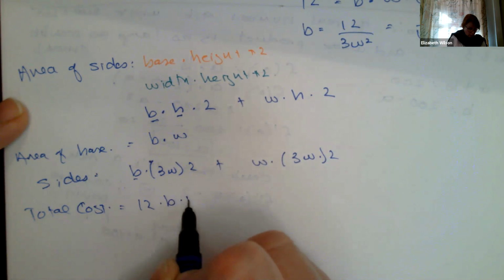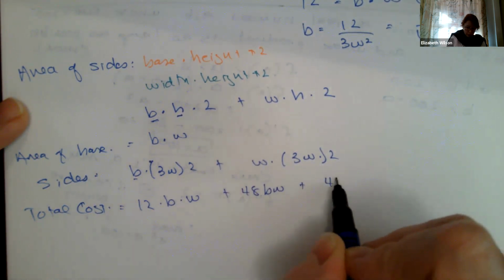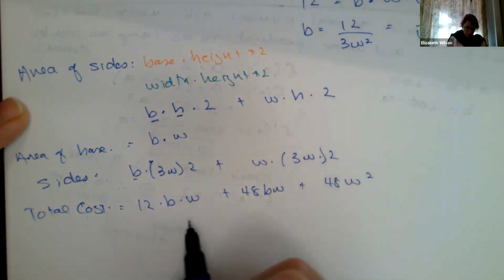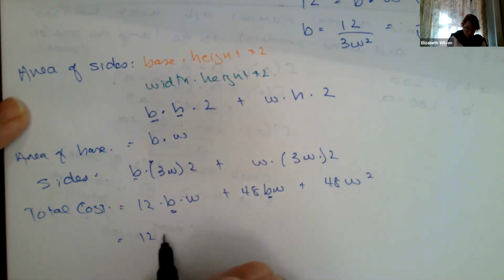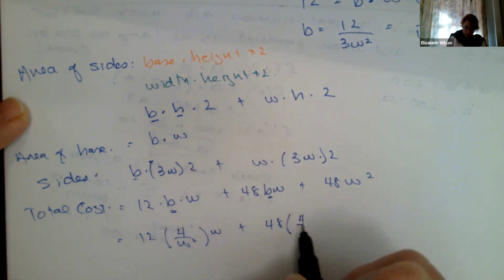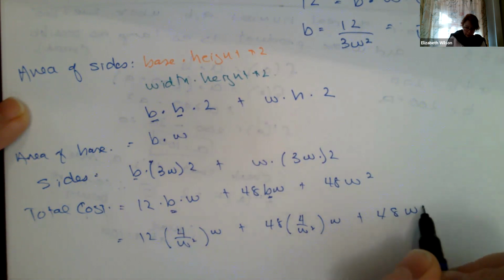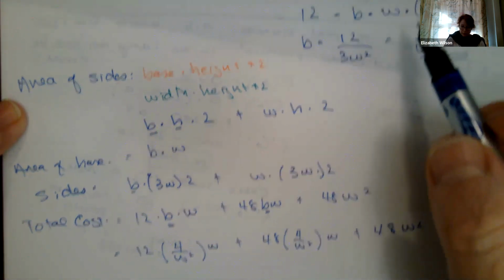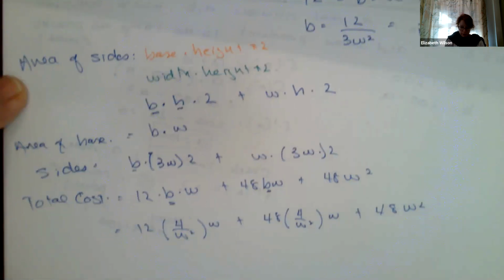12 times base times width plus 48 times base times width plus 48 width squared. And then we can start substituting in the bases here. So this is going to be 12 times 4 over W squared times W plus 48, 4 over W squared times W plus 48 W squared. So I started putting in my cost for things, and I started putting in the values for different stuff.